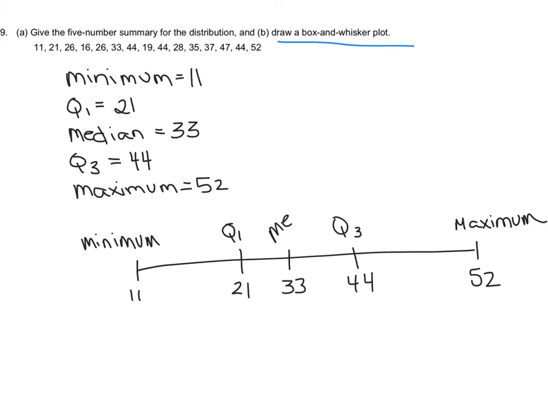Now that we've labeled our number line with each of the values of the 5-number summary, to complete the box and whisker plot, we're just going to draw a rectangle. And we draw the rectangle around quartile 1 and quartile 3. So the median is in the middle of the rectangle. And that completes your box and whisker plot.